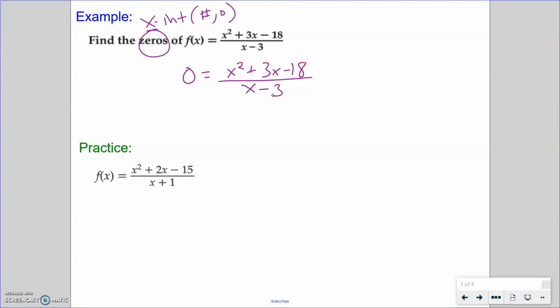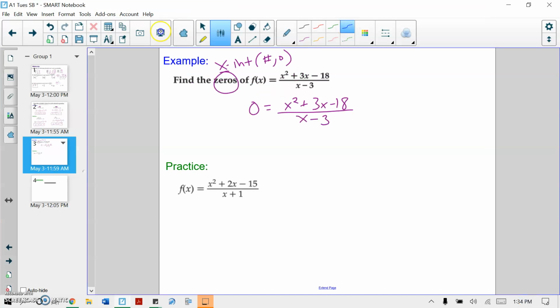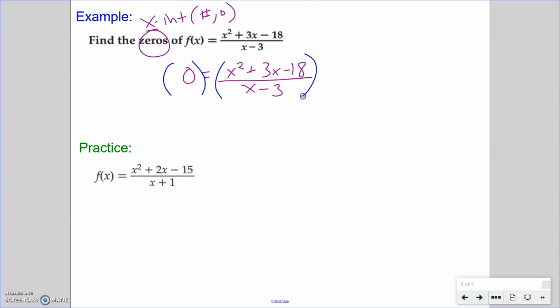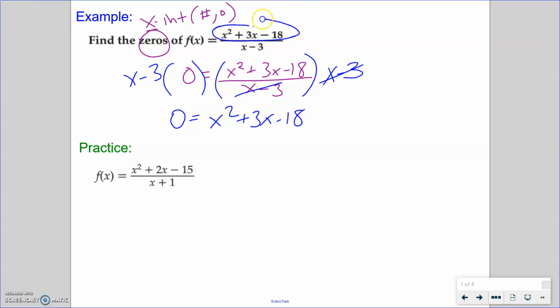Well, that's kind of a weird one to solve, right? But what we could do to both sides is essentially multiply both sides by x minus 3. And x minus 3 times 0 is just 0. And on the right side, when I multiply, I'm just left with this top portion right here. So essentially, when you're finding zeros or x-intercepts, now you're only focused on the top part of the rational fraction. So then we solve it by factoring if at all possible.